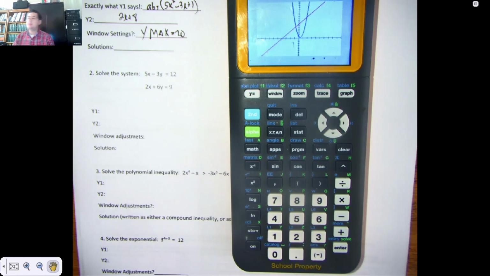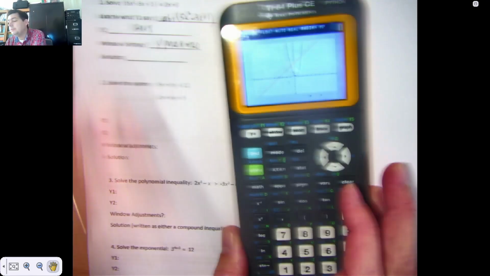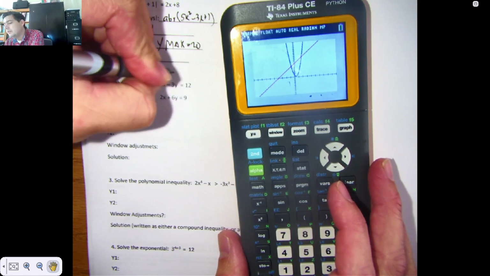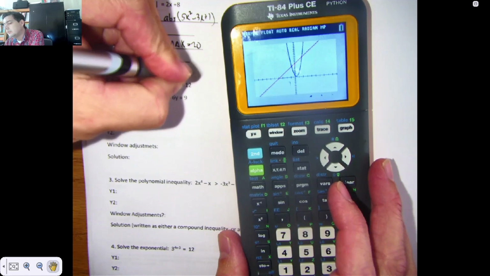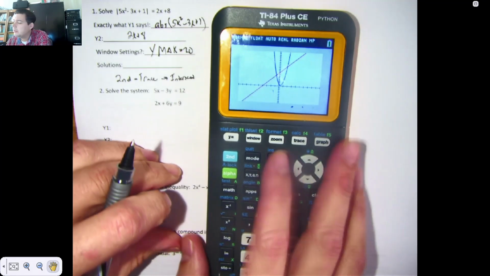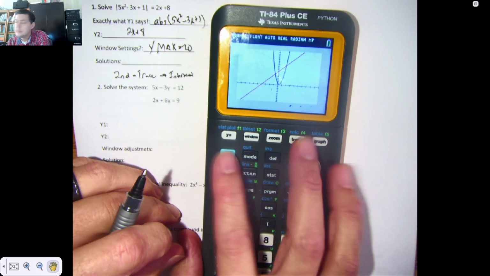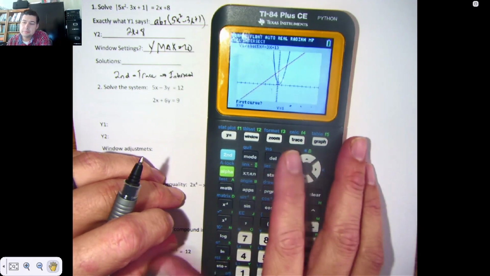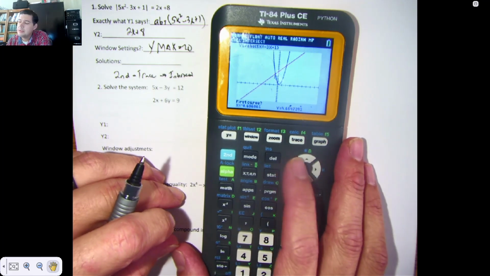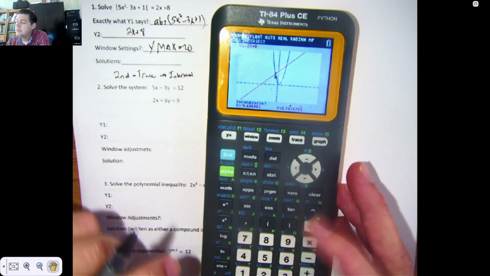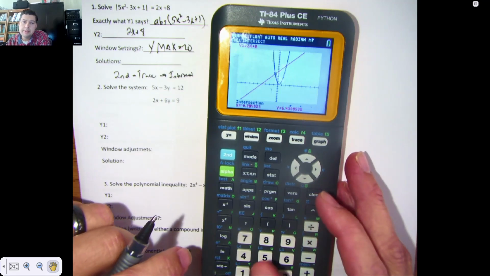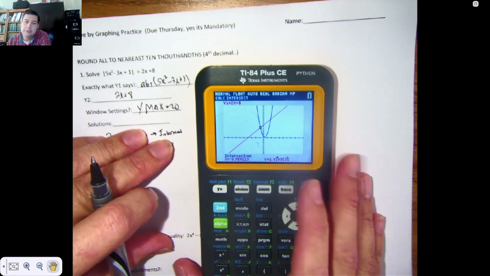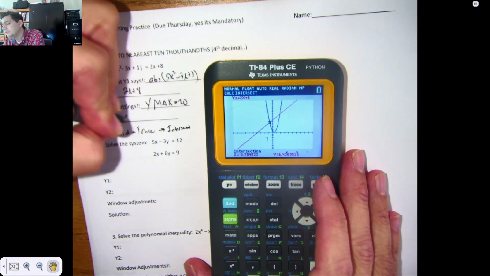Alright, on to solutions. So you get to use the intersect feature. You can hit second, trace, and then intersect. That shouldn't be too hard on you. We've done that before. Second trace. Scroll down to intersect. And you get your little cursor close, and you press enter 3 times. Once, twice, thrice. It says along the top to round to the nearest 10,000th, which is the 4th decimal place. 0.7845 is one of them.